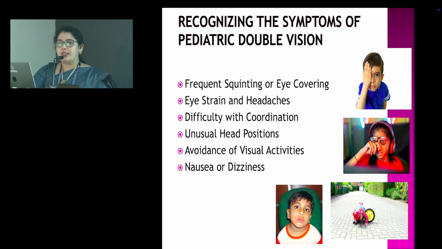For one, this symptom may be difficult to recognize in children. It is sometimes difficult even in adults. They may not complain of double vision. So if you see frequent squinting or eye covering, eye strain, headaches, difficulty with coordination, frequent falls, definitely unusual head positions, avoidance of certain favorite activities, like sudden avoidance of his favorite video game or television, nausea, dizziness, this may all make us aware of this unpleasant symptom.